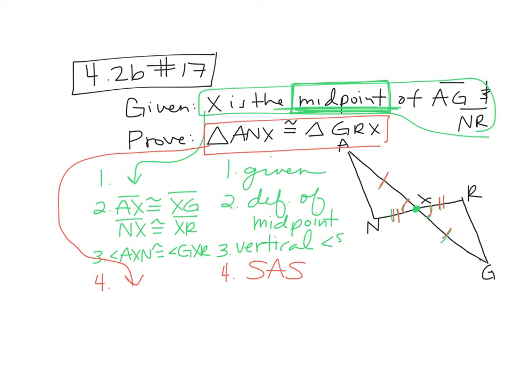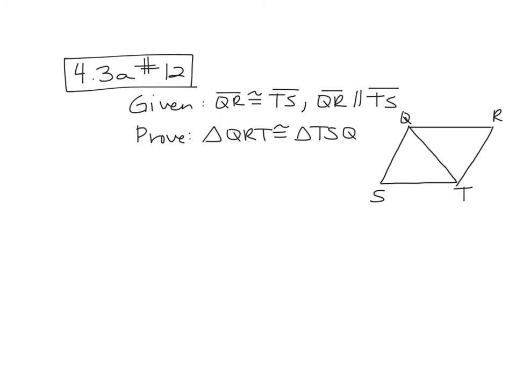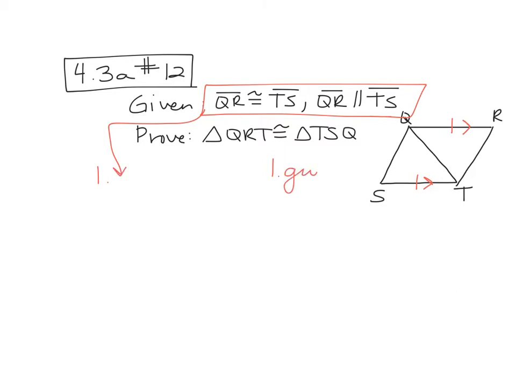Next one. 4.3a, number 12, looked like this. They give you that QR is congruent to TS, so mark that as you go. QR congruent to TS, and they tell you QR and TS are parallel. So we'll mark those parallel. Step 1, always you're given. So that information's going here. And we call it given.